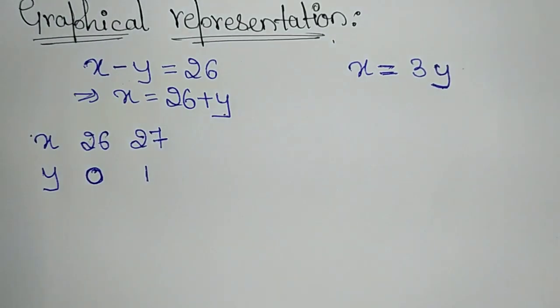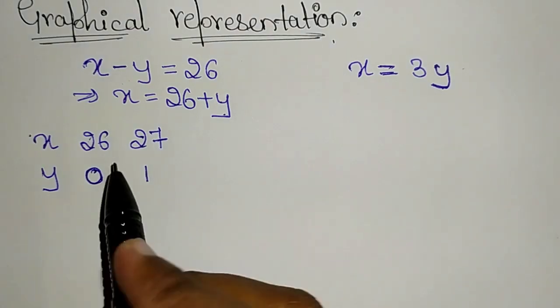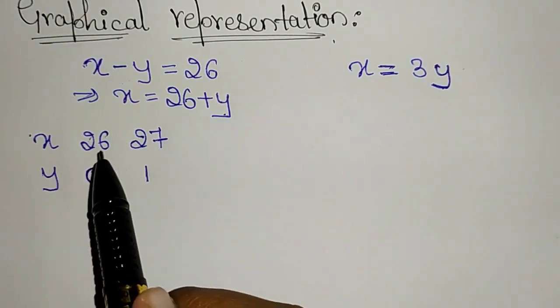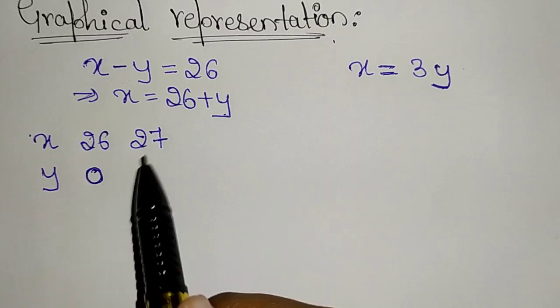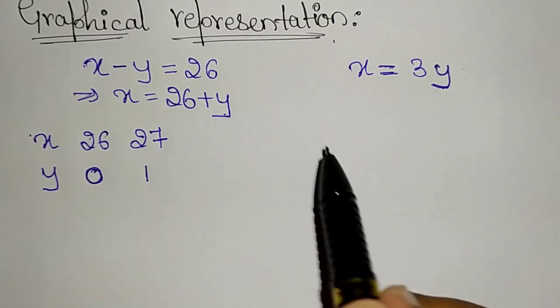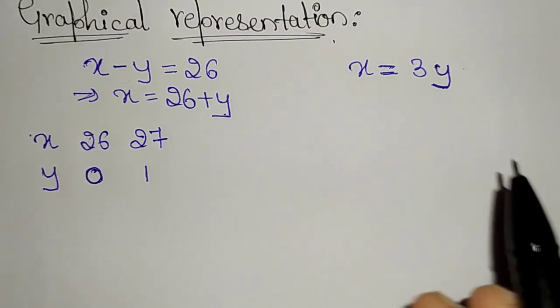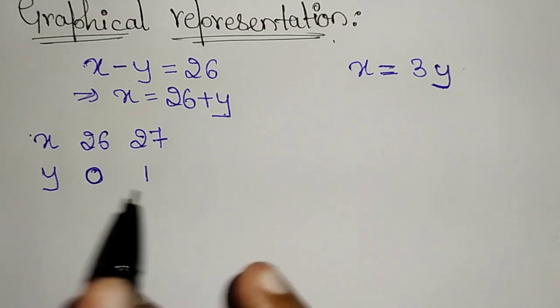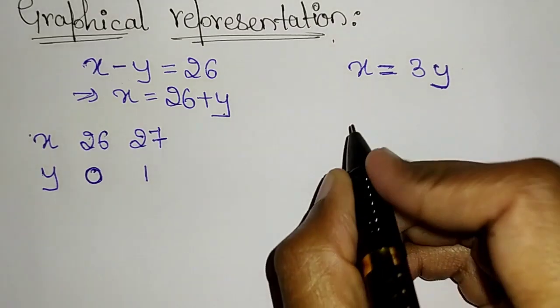To draw a line, 2 points are enough. So these are 2 points. We got 2 points, so that's enough. No need to determine many more points or several more points. Requiring 2 points is enough.